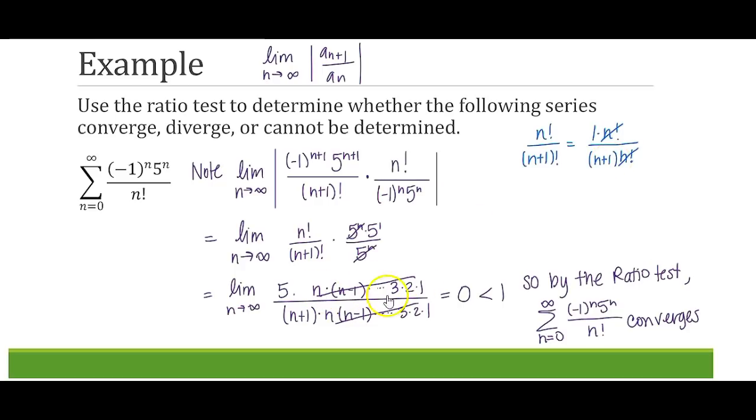So we can see why it works, because we can expand by the definition of a factorial, but this is the more simplified way that we'd want to be able to write it while evaluating these limits needed for the ratio test.